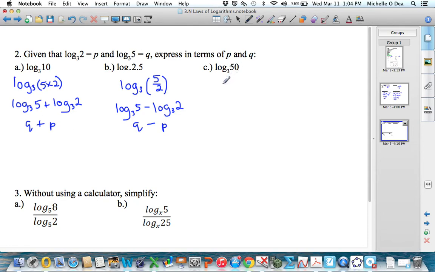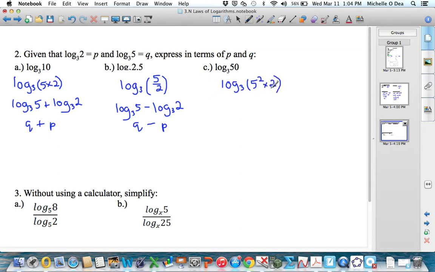So I need to try and again rewrite the 50. I want to really only use 5s and 2s because that's the only thing I know information about. So the first thing I would do is I would think, okay, how can I rewrite the 50? What I do know is 50 is the same as 5 squared, because that's 25, times 2.